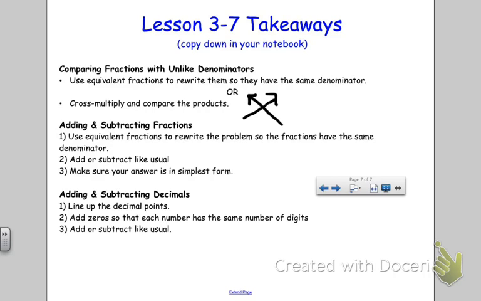For adding and subtracting fractions, you're going to have to rewrite the problem with equivalent fractions so that they can somehow get the same denominator. That's the key. Find a way to get the common denominator. And then you can add or subtract like you normally would. Make sure your answer, of course, is in simplest form. And finally, adding and subtracting decimals. Line up your decimal points, add zeros, just like we've done before, and then add or subtract like usual.